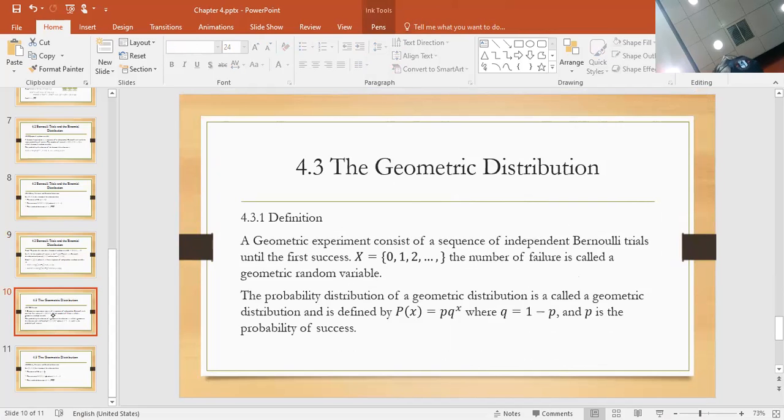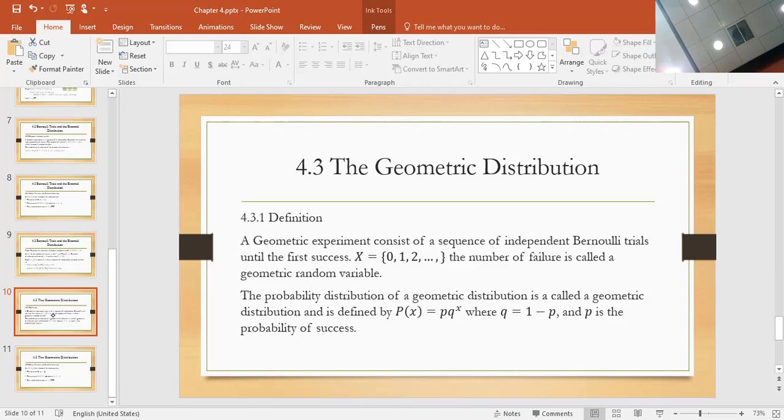A geometric distribution is like a binomial in the sense that we have a sequence of independent Bernoulli trials. But here, it is not a finite sequence because we will keep performing the Bernoulli trials until we get a success. And X will be the number of failures before the first success. We did one of these examples in the past.